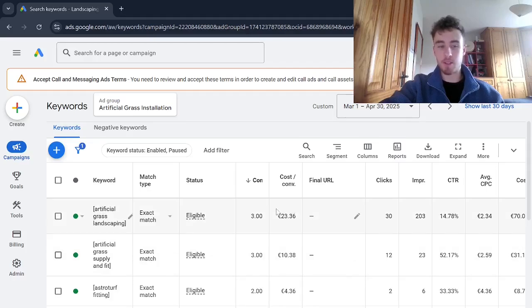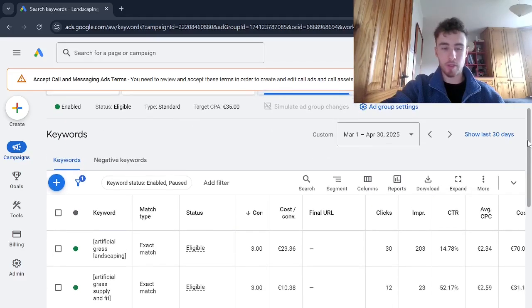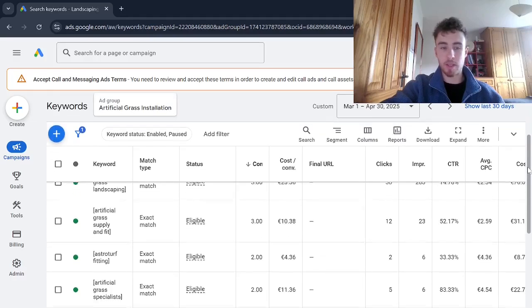Because if somebody searches for artificial grass installation and they go to a landing page that says artificial grass installation, the conversion rate is going to be a lot higher than if you were to direct all of that traffic to your general landscaping website or even a general landscaping landing page. And the last thing I want to touch on with structure as well is your actual keywords.